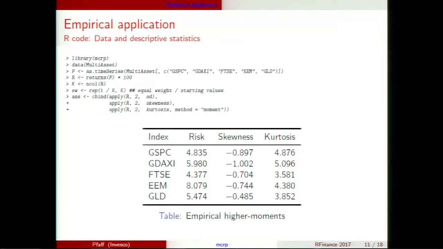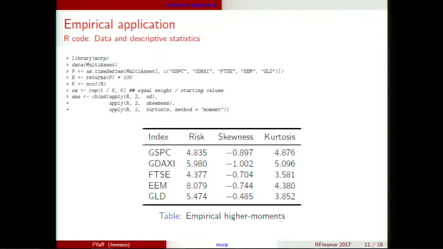So this brings us first to the R code. You just invoke the library mcrp. You load the dataset, multi-asset, and here I just extracted a subset consisting of 5 assets, 4 equity, 1 gold. That makes it multi-asset in quotes. Just compute the returns. From a numerical point of view, it pays if you work with returns as percentages and not as decimals.